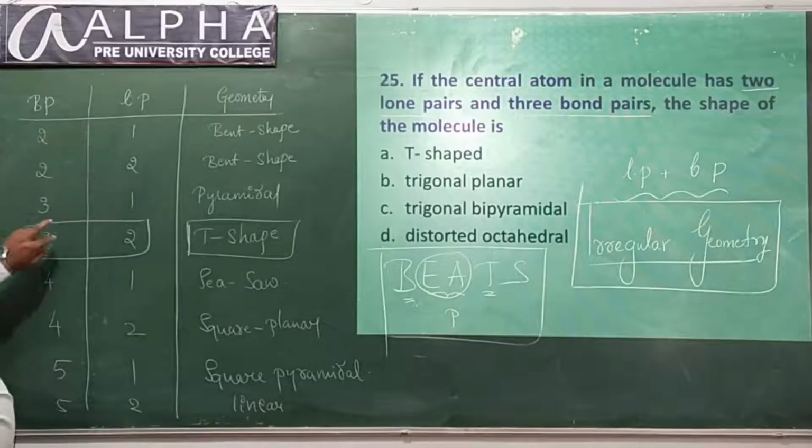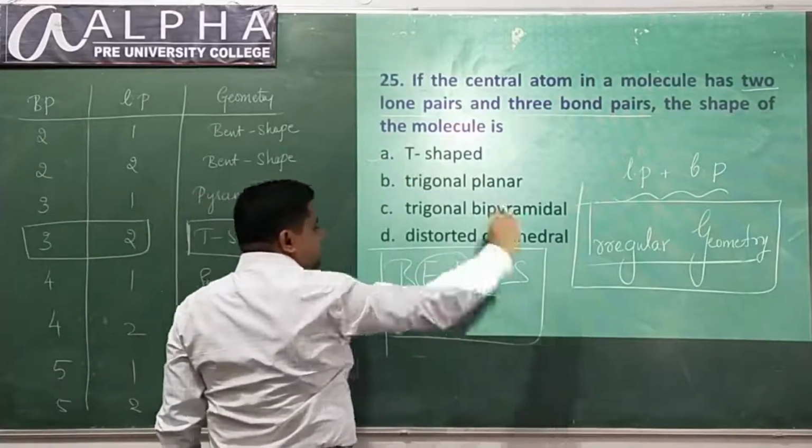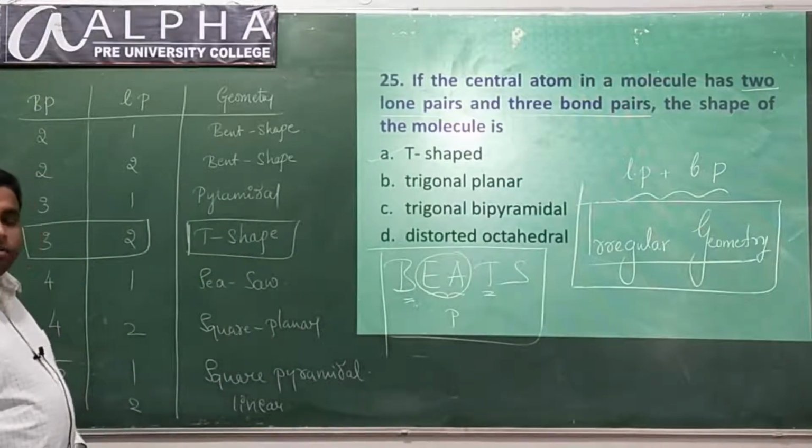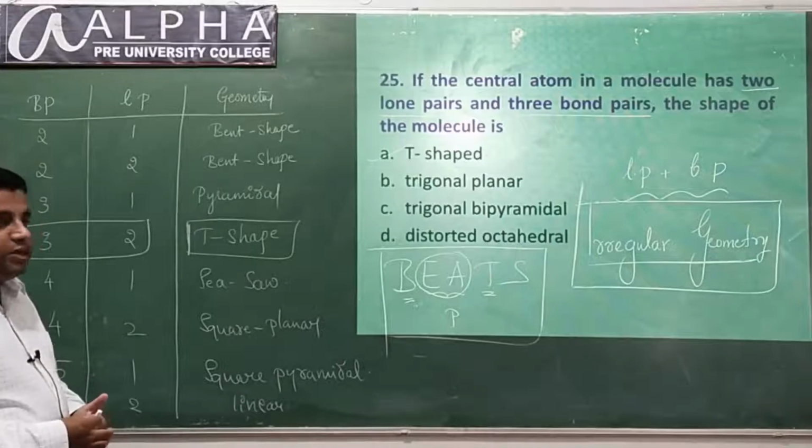2 lone pairs and 3 bond pairs. Therefore the shape is what? T shape. Hence the correct answer is option A. Is that not? Yes. I hope it is clear.